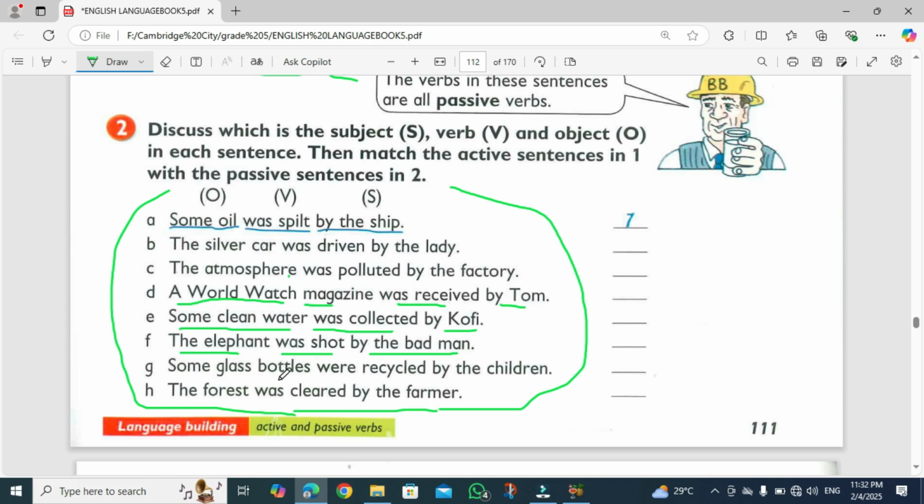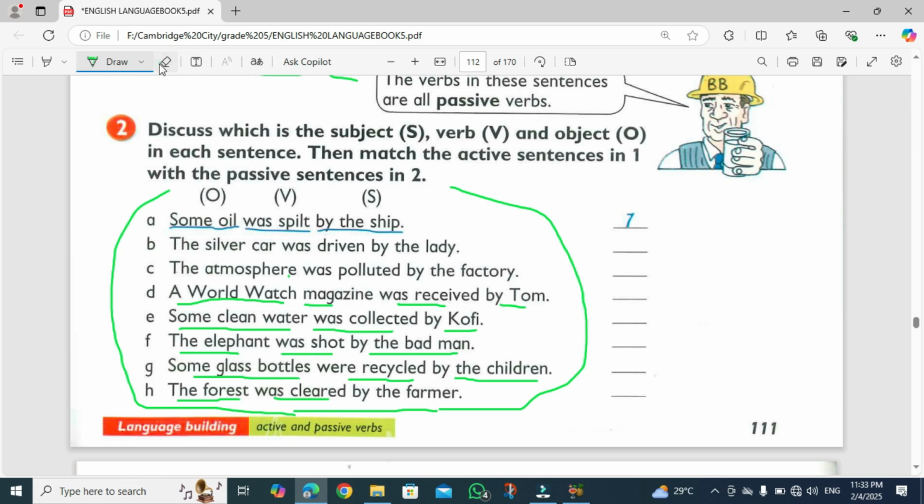G. Some glass bottles were recycled by the children. Some glass bottles, this is the object. And the verb is were recycled. And the subject is by the children. H. The forest was cleared by the farmer. The forest, this is the object, was cleared, this is the verb. By the farmer, this is the subject. Very good.